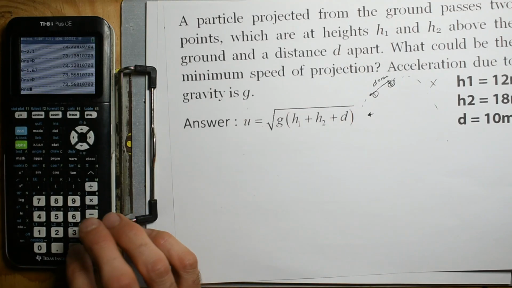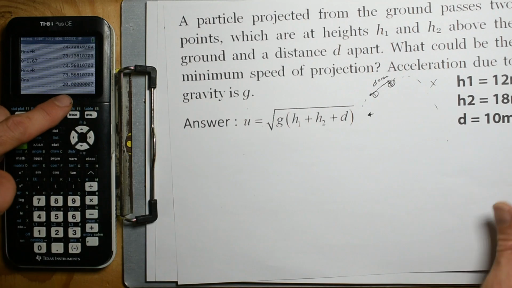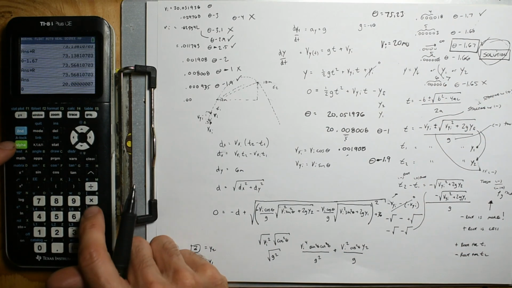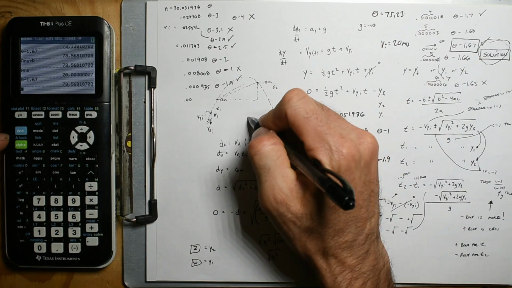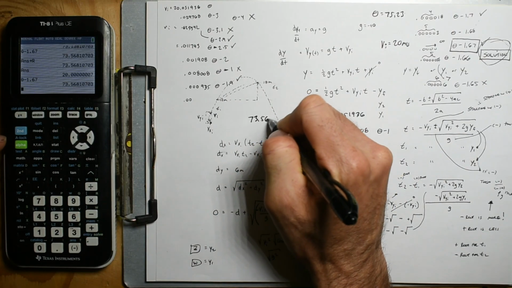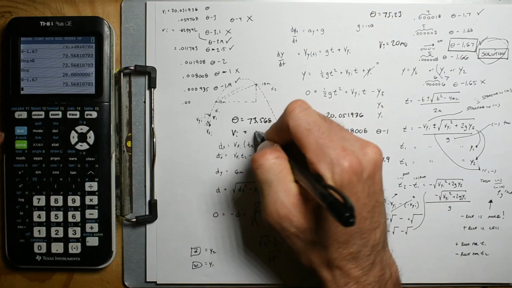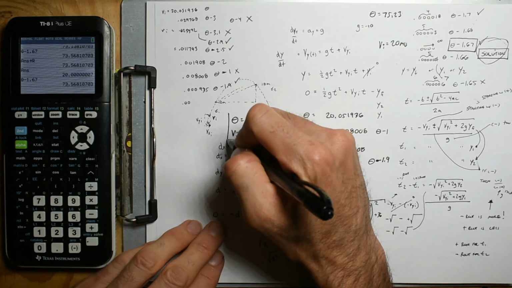I can pull up that answer. We do have a little bit of error there, but hell yeah. So theta minus 1.67 is this angle of 73.658. That's going to be the angle, and the initial velocity is going to be 20, and that's the solution.